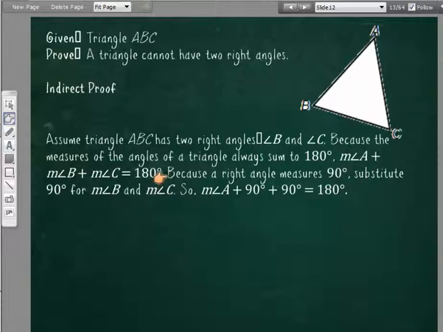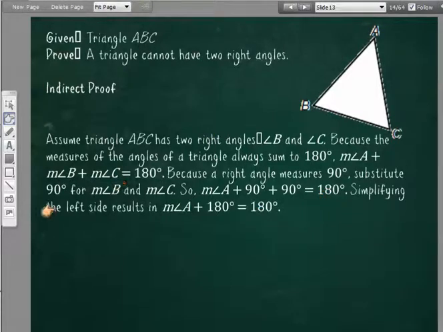Our next sentence says, because a right angle measures 90 degrees, substitute 90 degrees for the measure of angle B and the measure of angle C. So, the measure of angle A plus 90 degrees plus 90 degrees is going to equal 180 degrees. Let's see what our next sentence shows us. Simplifying the left side results in the measure of angle A plus 180 degrees equals 180 degrees. So when they said they simplified the left side, that just meant they were adding the 90s together to get you 180.